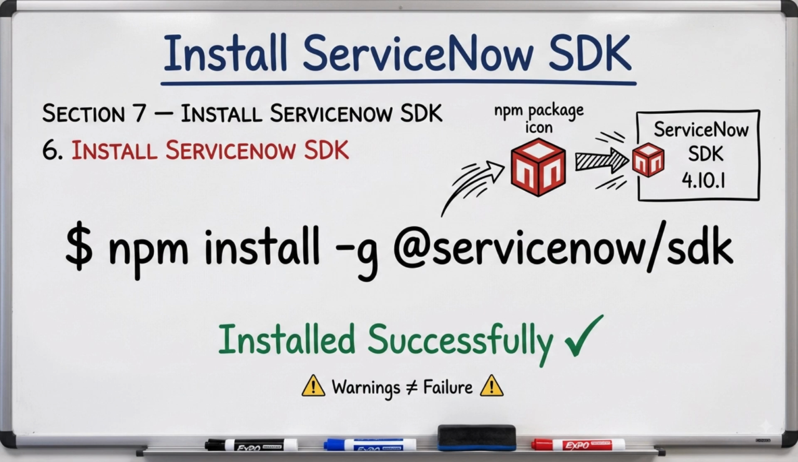Now let's install the ServiceNow SDK. Because we're using npm, we can install the SDK package globally with this command. The package name is @servicenow/sdk. In my setup, this installed ServiceNow SDK version 4.1.1. During installation, npm may display warnings or notices. A warning is not automatically an installation failure. The important thing is to check whether npm completed successfully and then verify the actual SDK command.